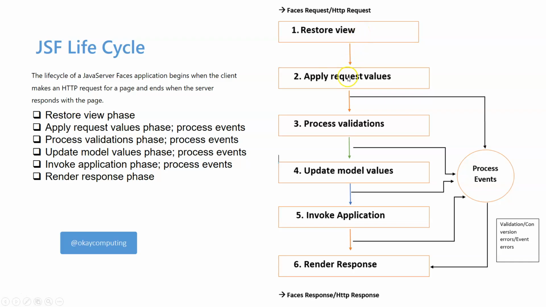Next is apply request values. After that, we have process validations. Then we have update model values. So guys, don't worry, I will explain what happens during each phase in this video, so just stay tuned. Next is invoke application, and the final phase of the JSF life cycle is render response. Easy, right? So basically, once a request gets processed, it goes through different phases. Now let's go and see what happens during each phase.